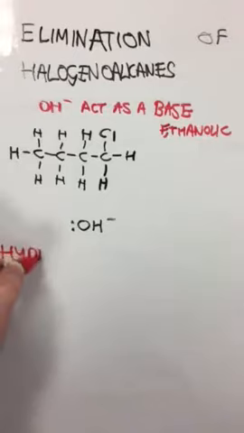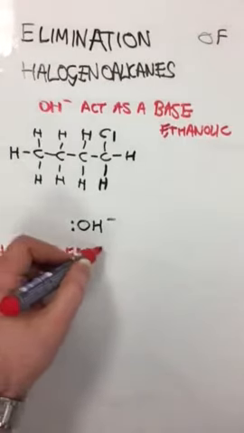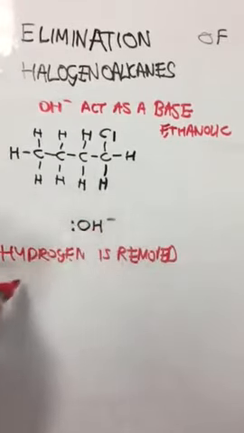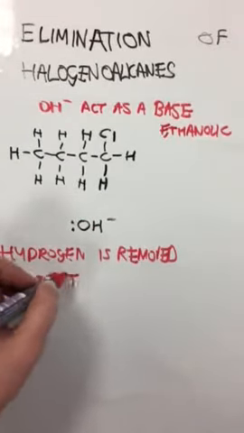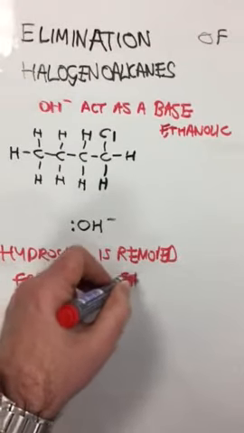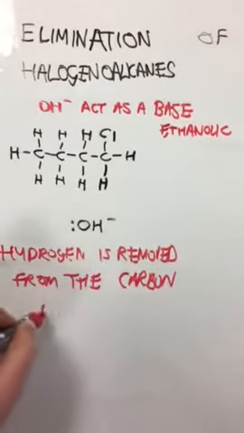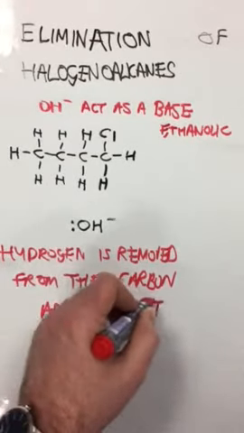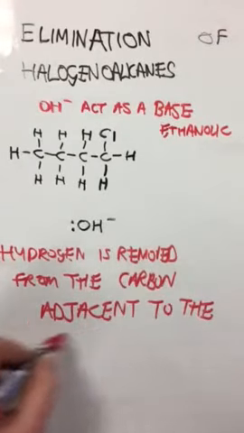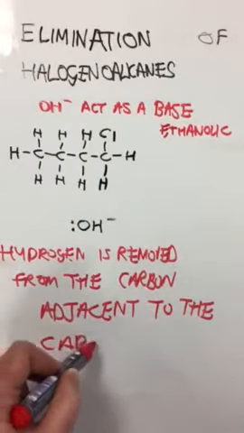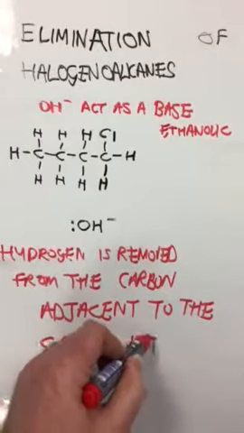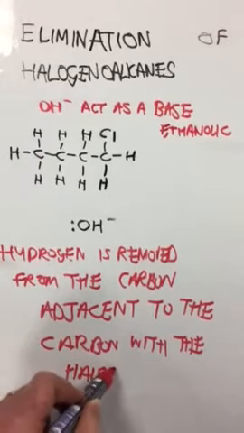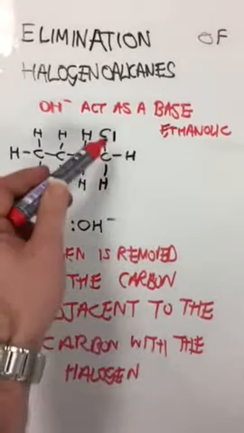Hydrogen is removed from the carbon adjacent to the carbon with the halogen. In this case, the halogen is a chlorine. Equally, it could be a bromine.